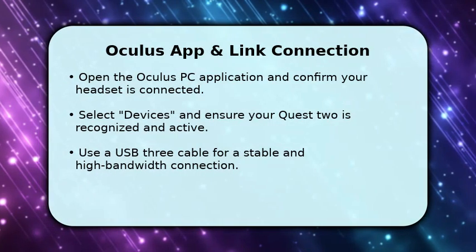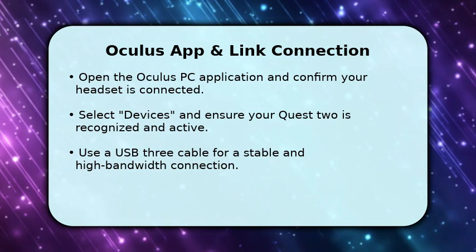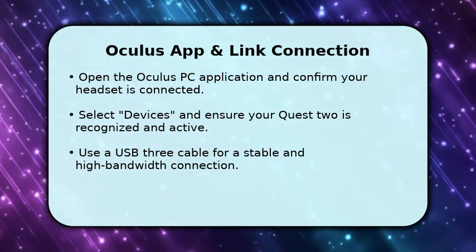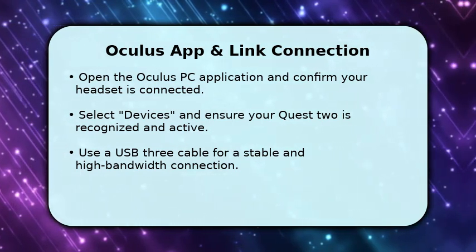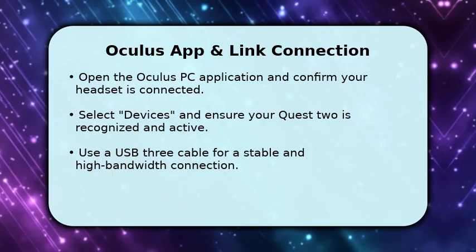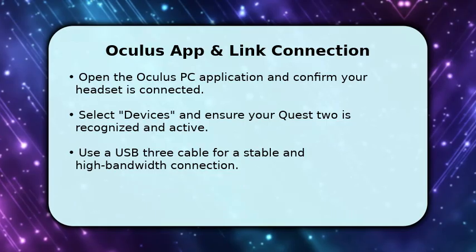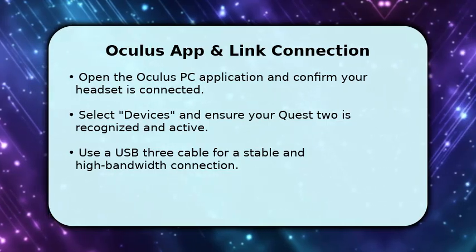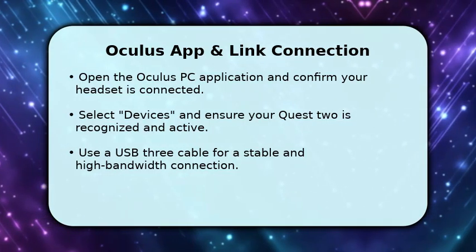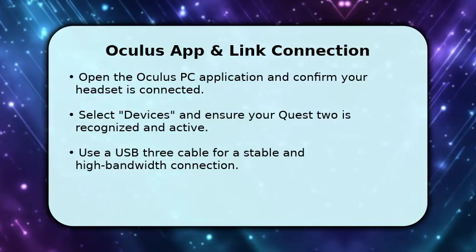With the Oculus PC application running, confirm your Meta Quest 2 is properly connected and recognized under the Devices section. You can choose between a wired Oculus Link connection or a wireless AirLink setup. For the best visual fidelity and lowest latency, a physical USB 3 cable is highly recommended.